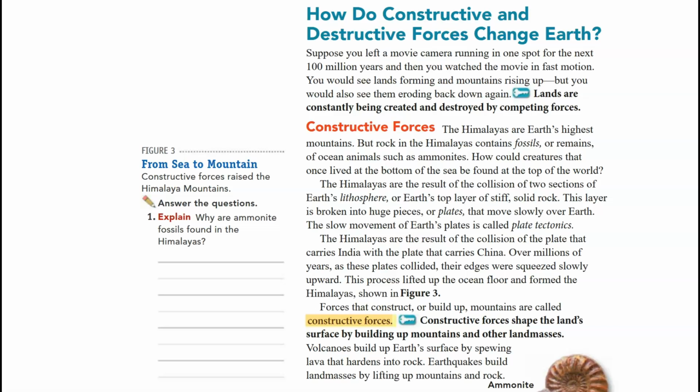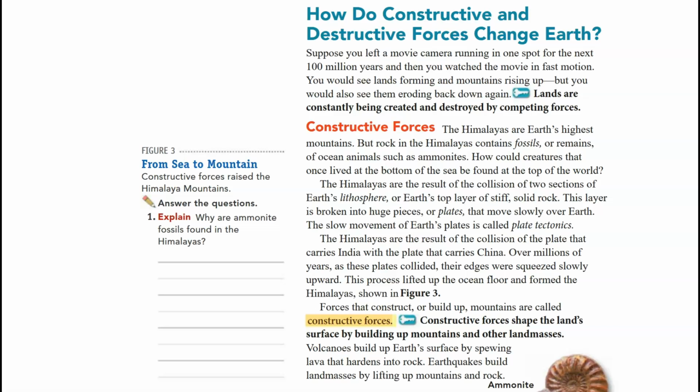The Himalayas are Earth's highest mountains, but rock in the Himalayas contains fossils or remains of ocean animals such as ammonites. How could creatures that once lived at the bottom of the sea be found at the top of the world? The Himalayas are the result of the collision of two sections of Earth's lithosphere, or Earth's top layer of stiff, solid rock. This layer is broken into huge pieces, or plates, that move slowly over Earth. The slow movement of Earth's plates is called plate tectonics.